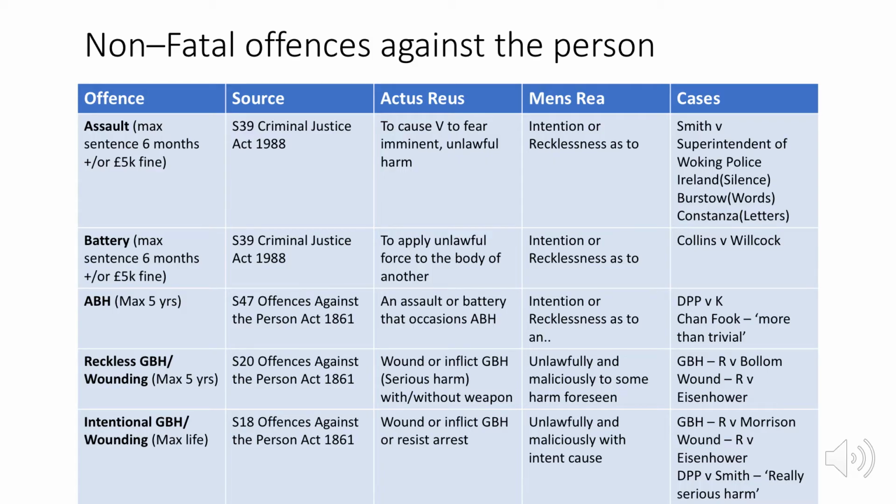This comes from section 18 OAPA 1861. The AR for this is to wound or inflict GBH or resist arrest. The MR is to unlawfully and maliciously with intent cause harm. For cases, you can use the same cases for this, or you can use Morrison and DPP v Smith.